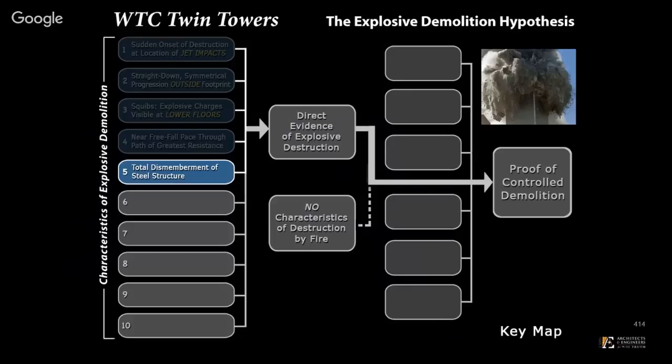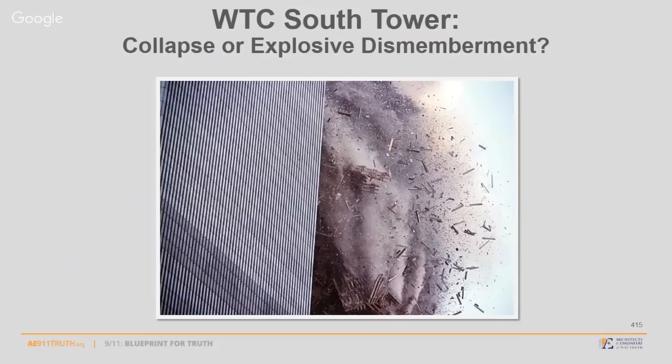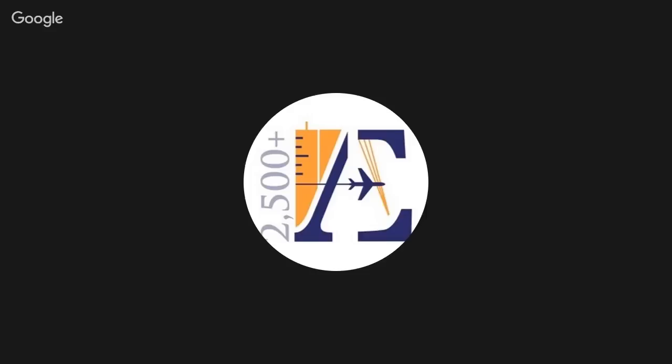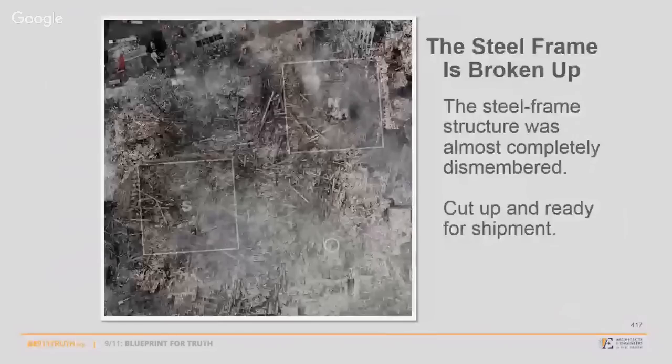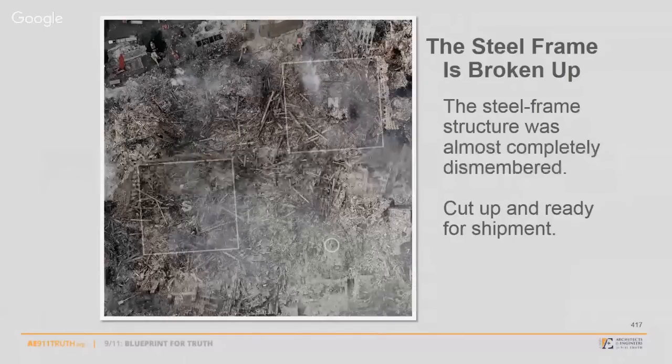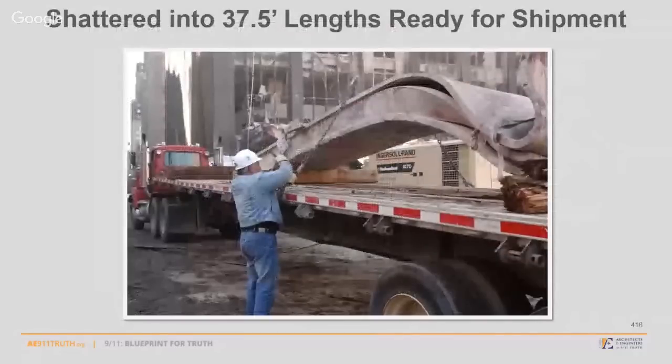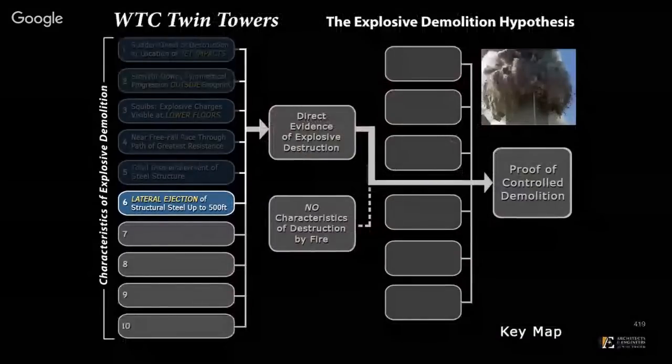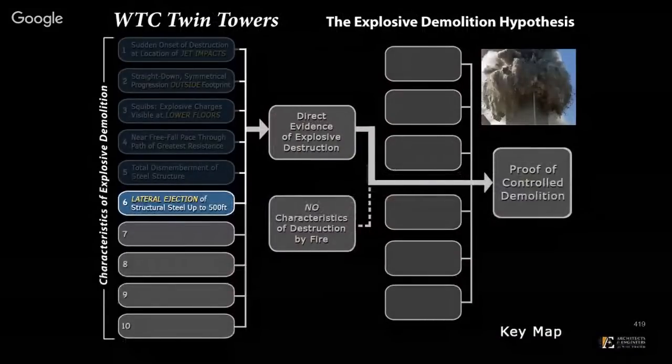Do we have the total dismemberment of the steel structure? Well, indeed, it appears to be completely shattered from top to bottom, broken up, ready for loading and shipment. The outside, the perimeter of this incredible set of couple of buildings. Why is there no stack of floors found? Let's take a look. It is indeed broken up into 37.5-foot lengths, 3 stories tall, the original column sizes.